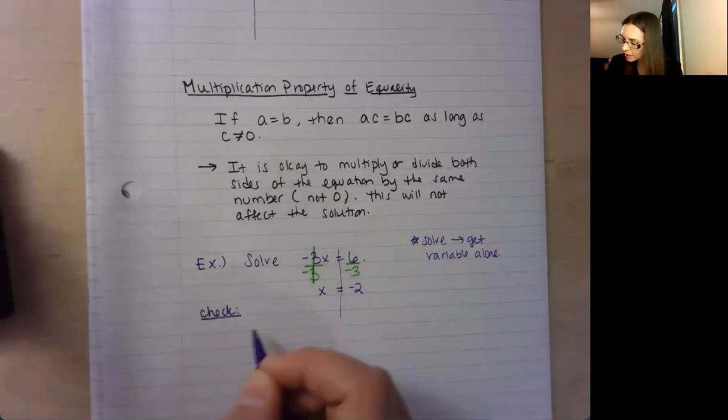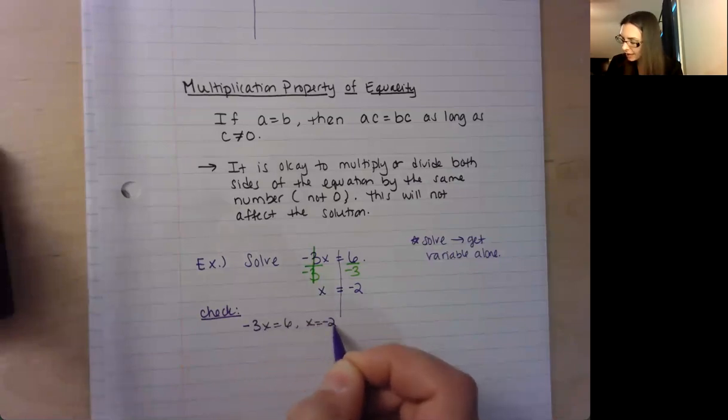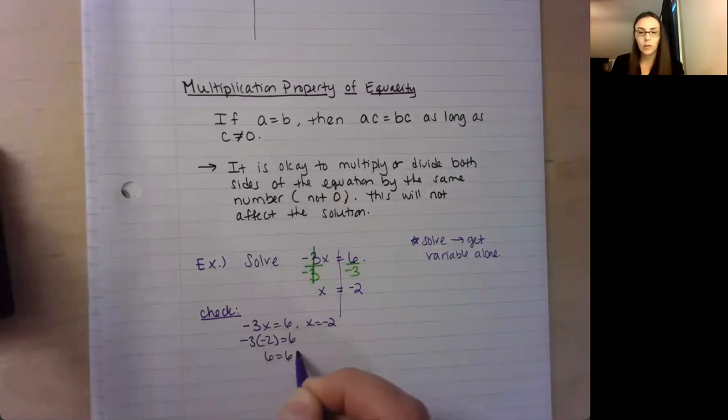Okay, now we can check. So if I go back to my original equation and I plug in my answer, I get negative 3 times negative 2 equals 6, which of course is true. So this does check out.